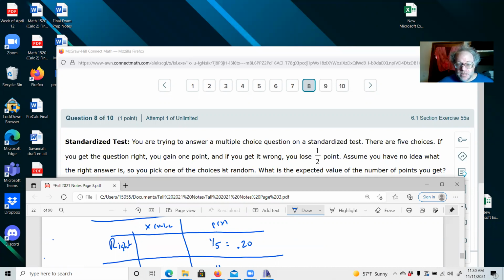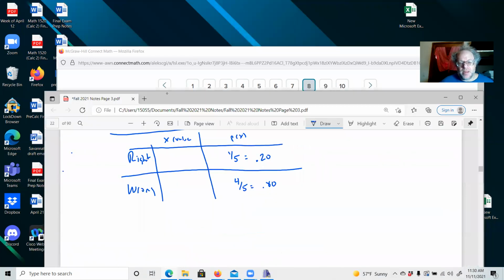Okay, so what are my values? If I get it right, we get a point. Hooray! And if we get it wrong, we lose half a point.